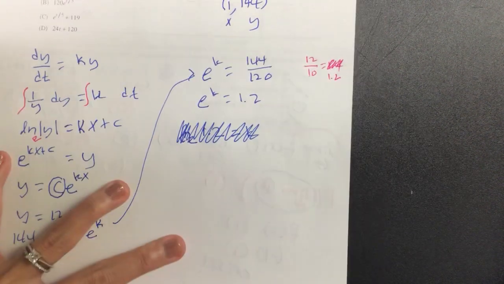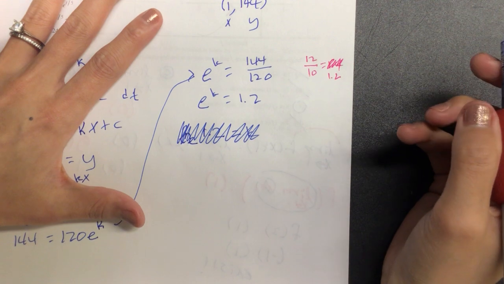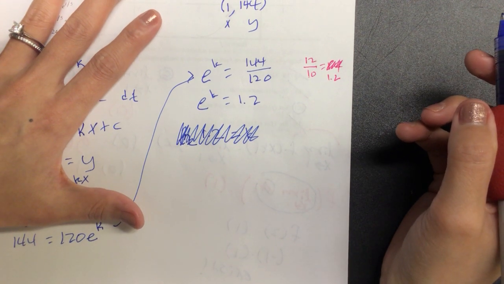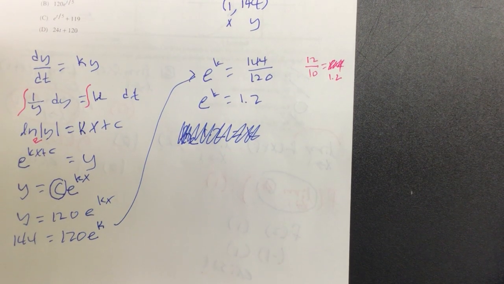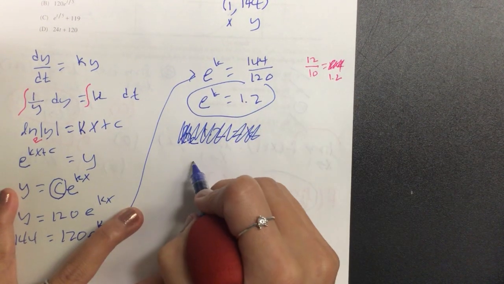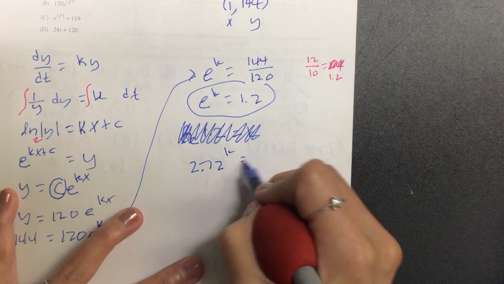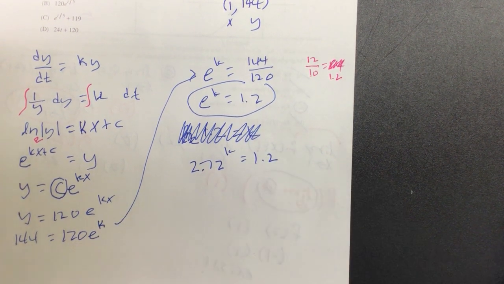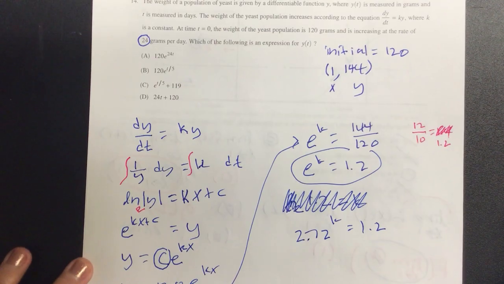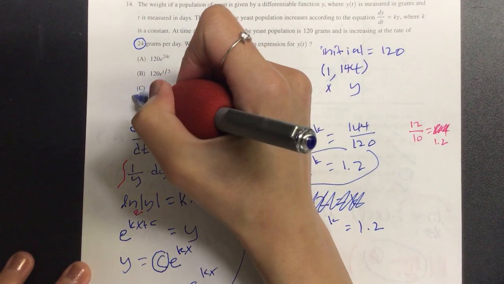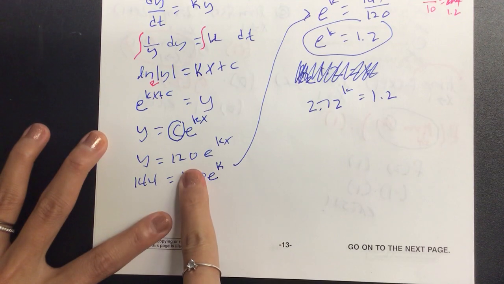Let's kind of talk about this. You guys do know the e value is 2.72? Is it 2.72 or 2.71? I forgot. Let me find e real quick. 2.72. So let's rewrite this guy. 2.72 to the power of k is equal to 1.2. So here's my question to you. First of all, looking at this, we know it's not C or D because of the format right here.